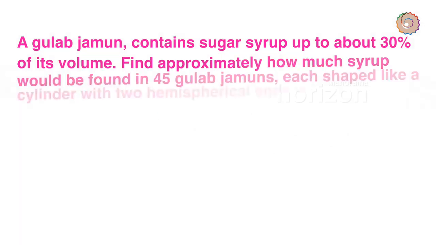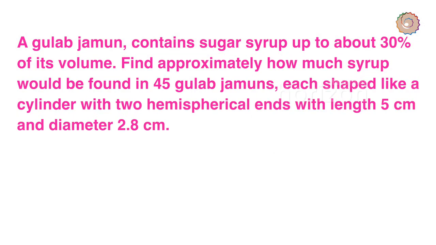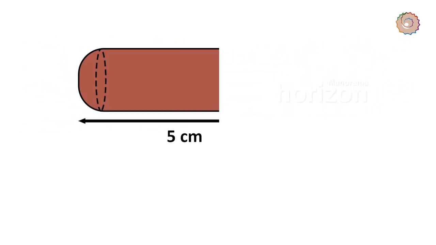A gulab jamun contains sugar syrup up to about 30% of its volume. Find approximately how much syrup would be found in 45 gulab jamuns, each shaped like a cylinder with two hemispherical ends, with a length of 5 cm and diameter 2.8 cm. Let's see the solution. Let us first find the volume of one gulab jamun.